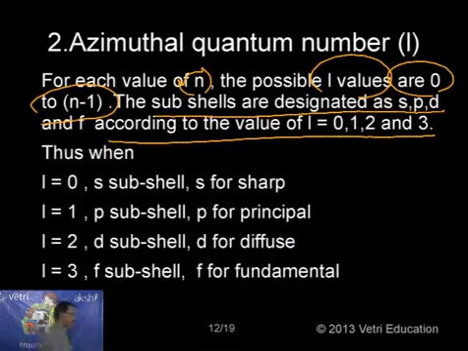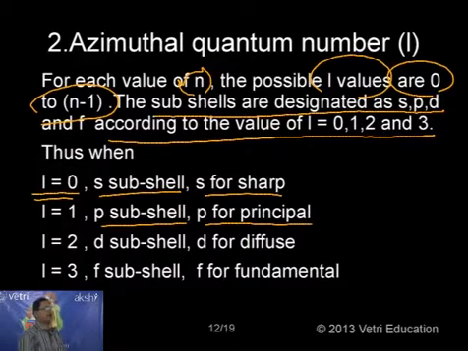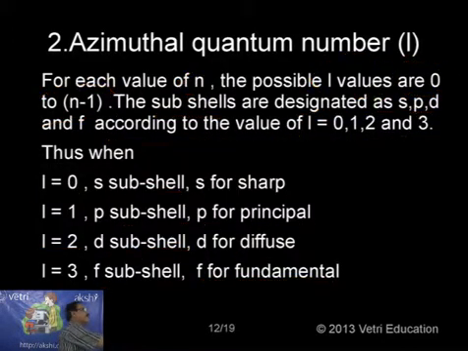Let me explain now. When l equal to 0, we call it the s subshell. s stands for sharp. When l equal to 1, it is called the p subshell. p stands for principal. l equal to 2, d subshell. d stands for diffuse. And l equal to 3, f subshell. f stands for fundamental. So if you know the l value, we can identify the corresponding subshell. I have already pointed out the shapes: s, spherical; p, dumbbell; d, double dumbbell; f, complicated. Okay, next.